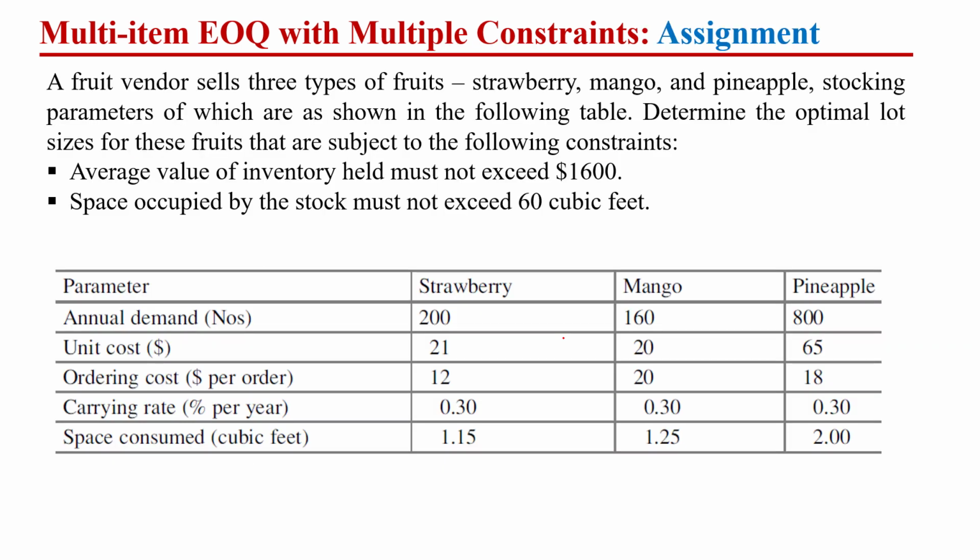So this is your assignment, where we have multiple constraints. We have the average ordering cost, the inventory carrying cost, as well as the space restriction, and this is the data. You can use Excel solver to solve it.